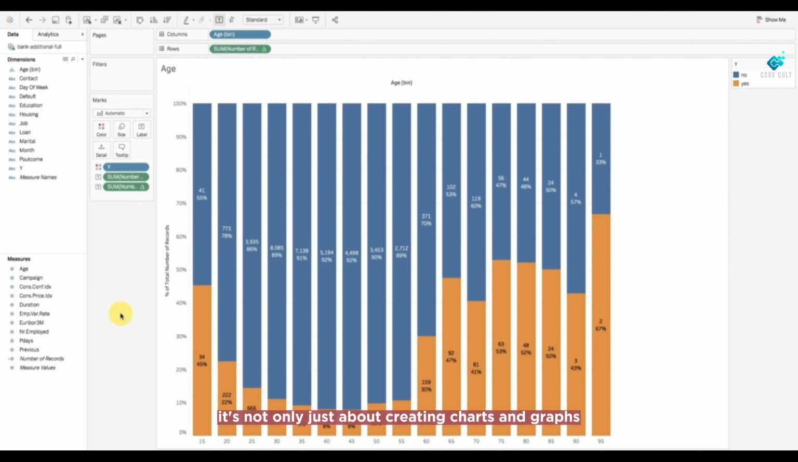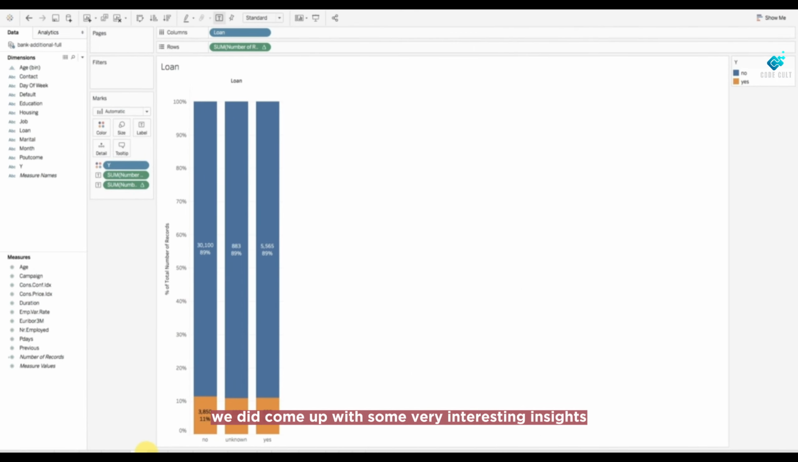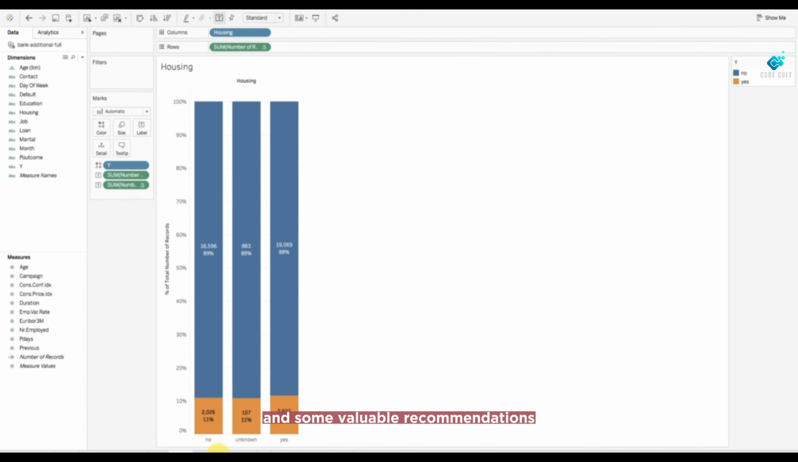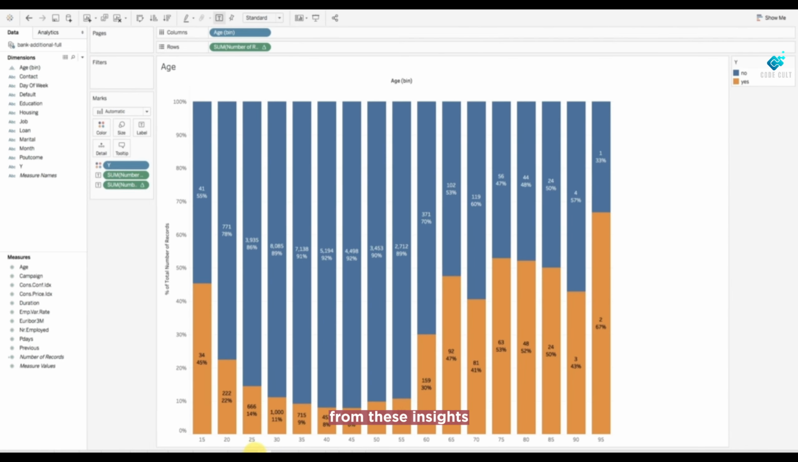It's not only about creating charts and graphs, but also about the data mining aspect. It shows you that you already have a lot of power in your hands, even without knowing complex statistics, mathematics, statistical learning, machine learning, or deep learning. Even without all those things, you have quite a lot of power with simple tools like Tableau. We only used it in one specific application, visualization for data mining, and we came up with some very interesting insights and some valuable recommendations.